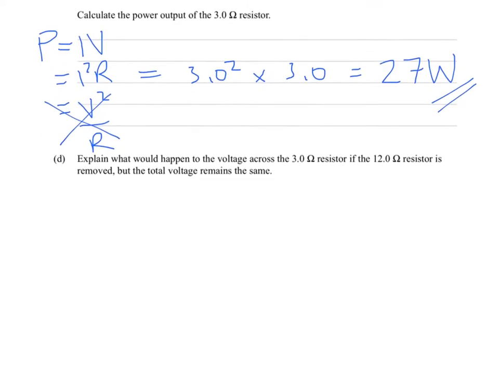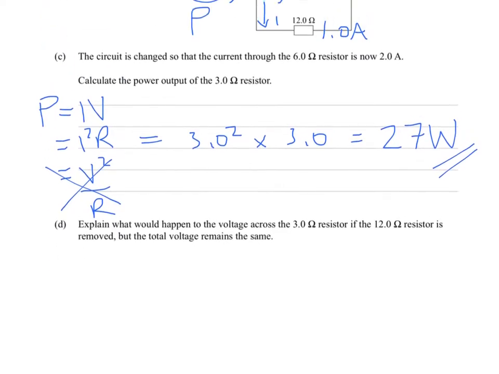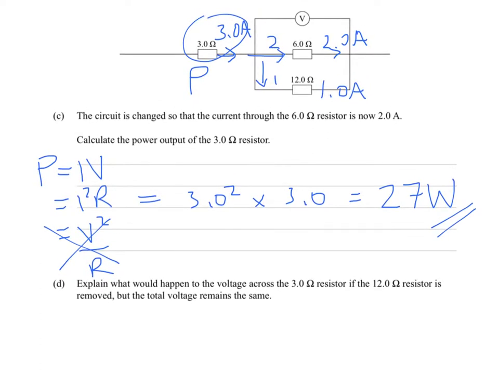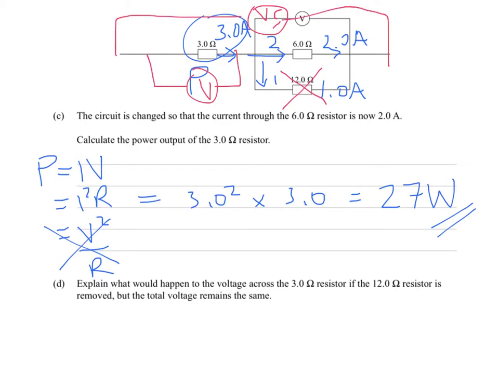Moving down, D, the last part. Explain what would happen to the voltage across the 3 ohm resistor. I will leave the screen on here so that we can see. Explain what would happen to the voltage across the 3 ohm resistor. So we're looking at this. Helpful to draw these little sketches on here as you go through so that you know what you're talking about. If the 12 ohm resistor is removed, but the total voltage remains the same. So that's removed, but the voltage of the supply remains the same. So whatever the voltage is across these 2 resistors remains the same.